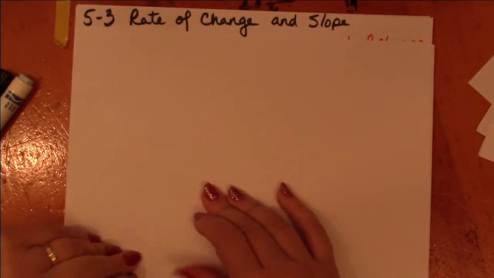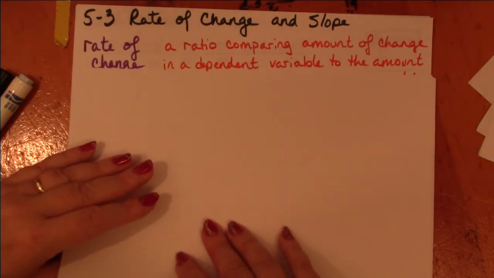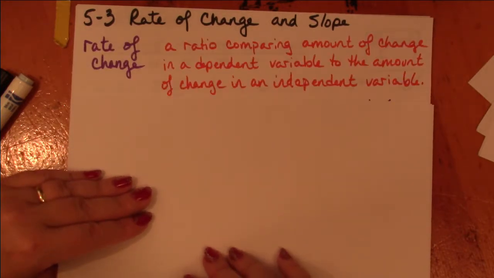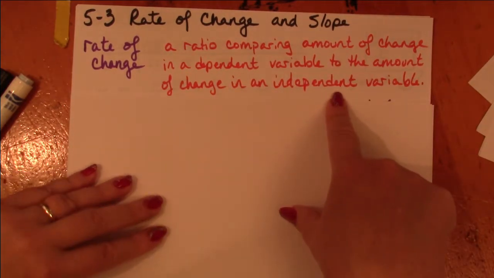Hello and welcome to Chapter 5, Section 3, Rate of Change and Slope. Rate of change is a ratio comparing the amount of change in a dependent variable to the amount of change in an independent variable.